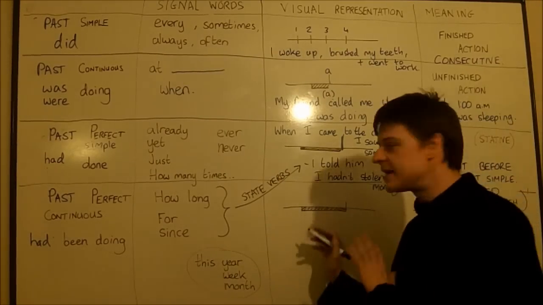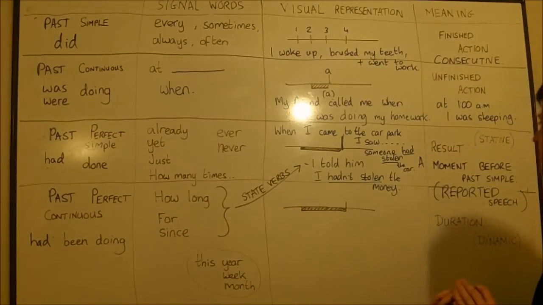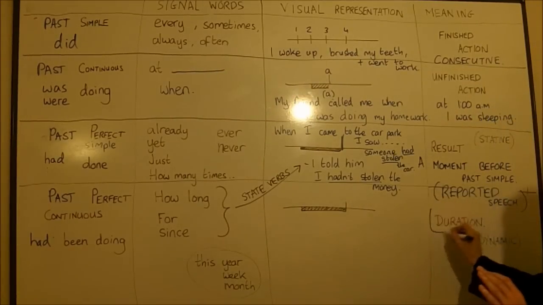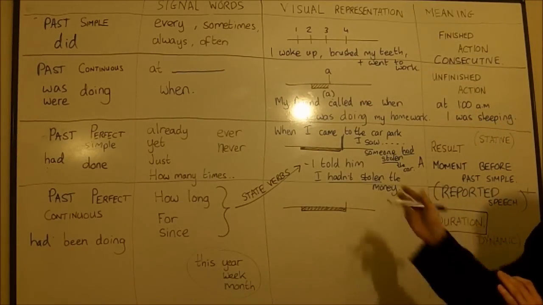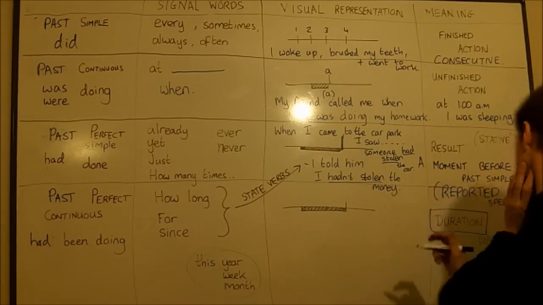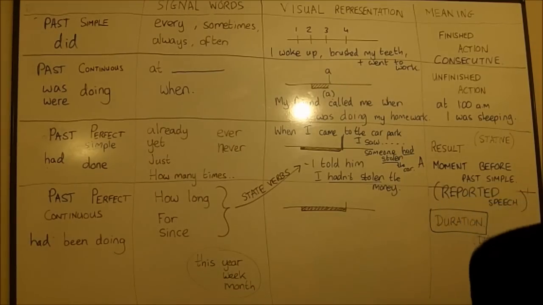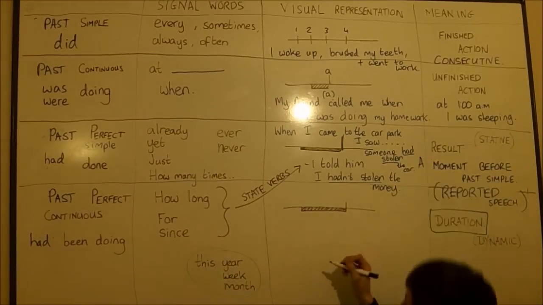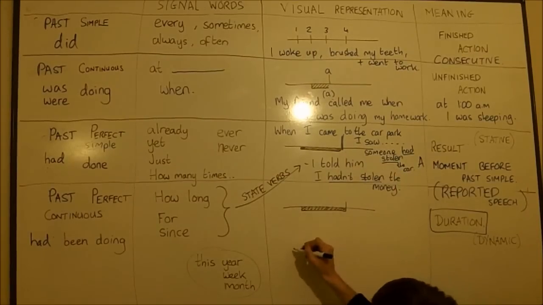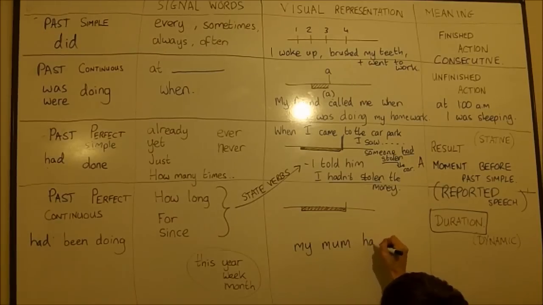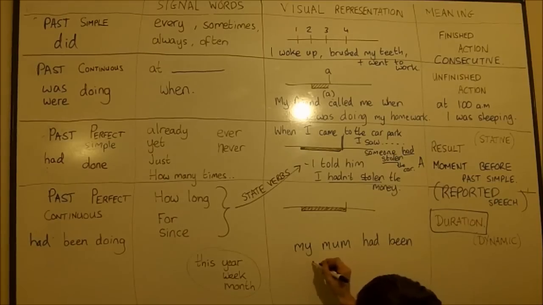Now, exactly the same logic for past perfect continuous, except now we're emphasizing duration. And so if I can give an example, if I give the car park again, I could say, when I came to the car park, I saw my mum had been waiting for 45 minutes. Because had been waiting is duration. How long? For 45 minutes. She had been waiting for 45 minutes.